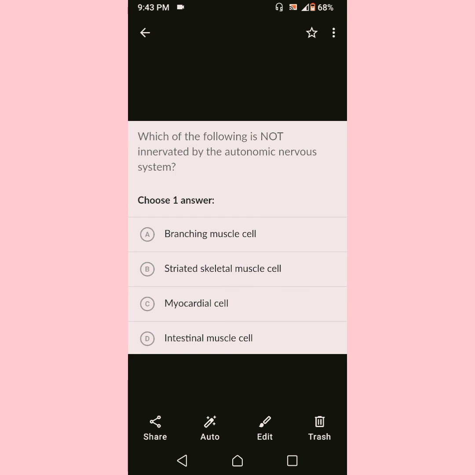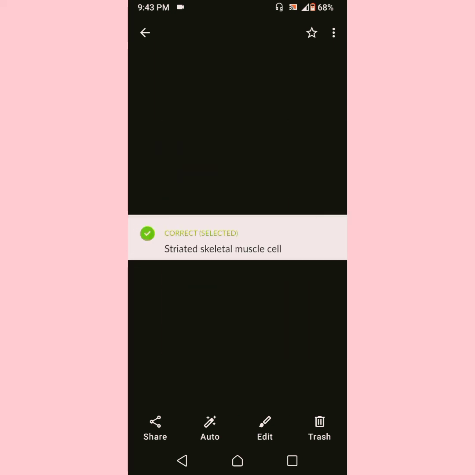Next MCQ is which of the following is not innervated by the autonomic nervous system? Option A branching muscle cell, option B striated skeletal muscle cell, option C myocardial cell, option D intestinal muscle cell. The correct option is striated skeletal muscle cell.